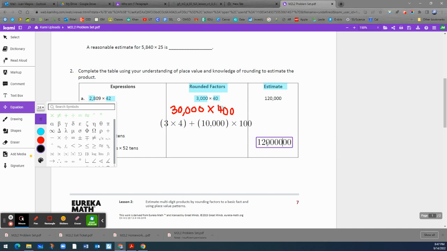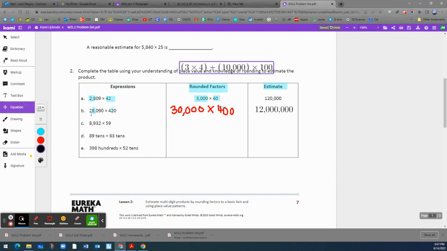Now remember that every 3 numbers, you have something that we call the period, which is a group of numbers. 1, 2, 3, and that will be the period. So we rounded the 28,090 to 30,000, and then we multiplied by the rounded number from 420, and that number is 400. When we multiply the number, we have this product, this estimated product.